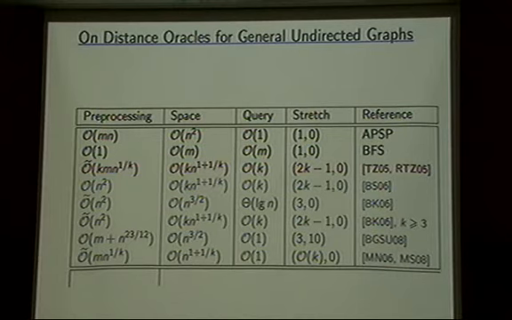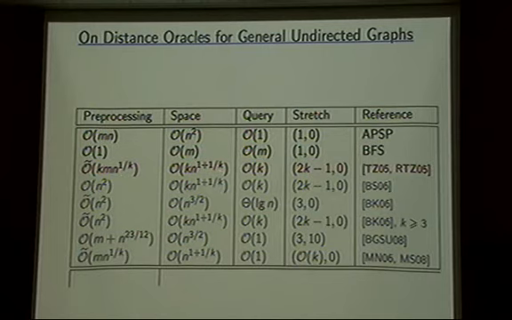The tilde here denotes that I ignore logarithmic factors. What they prove is you pick any integer k, and you get a distance oracle that will have stretch 2k minus 1. So let's, for the moment, say we pick k equals 1. What would we get? k equals 1 would give us a 1 here. So it would be optimal. If I put a 1 here, then we get m times n to the 1 plus 1 over 1, which is n squared, and query time order 1.